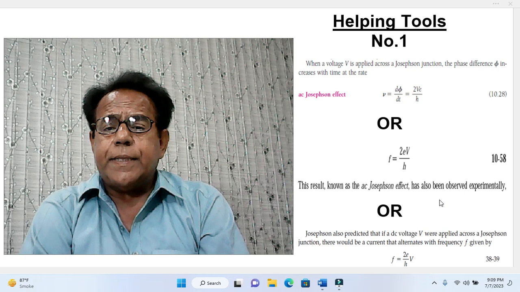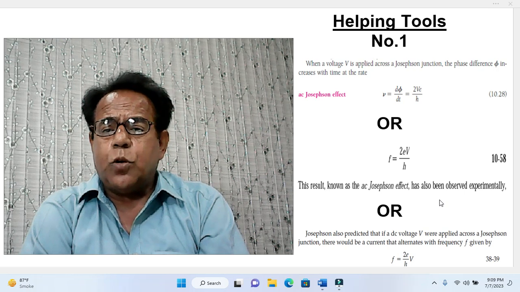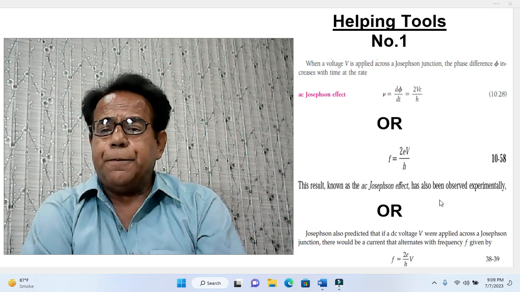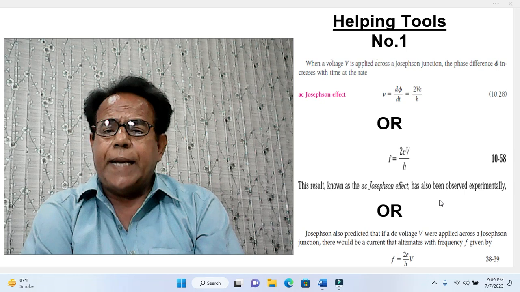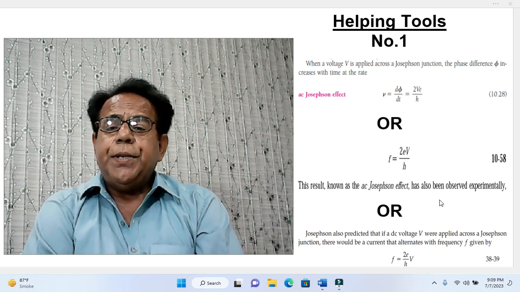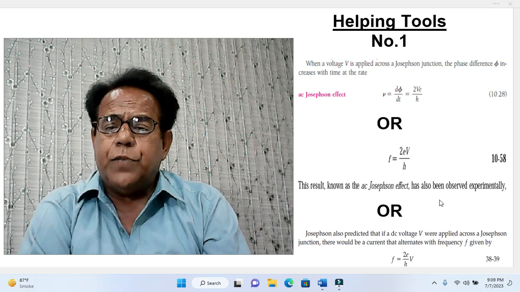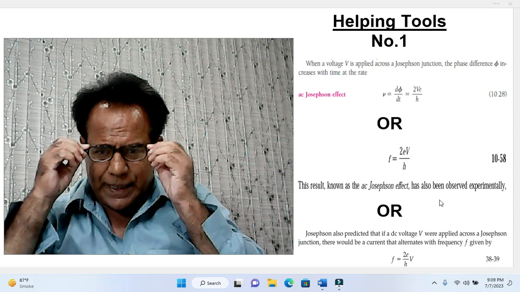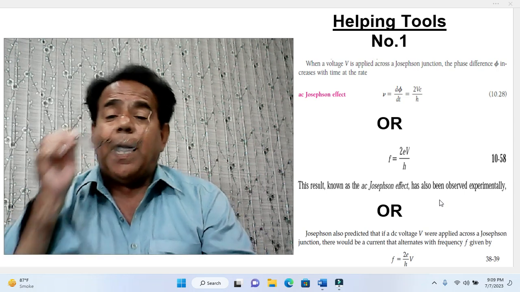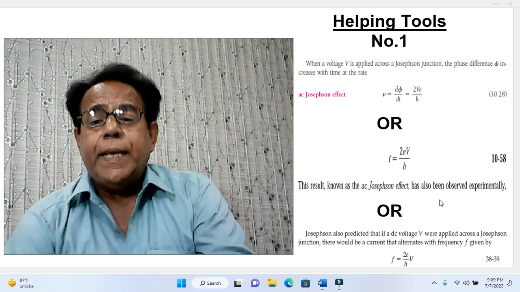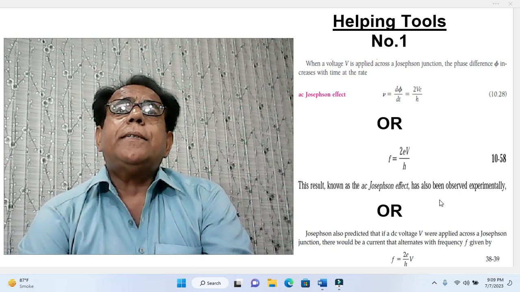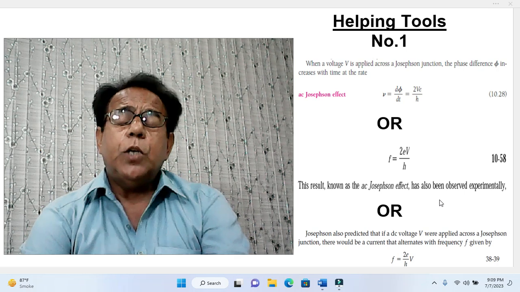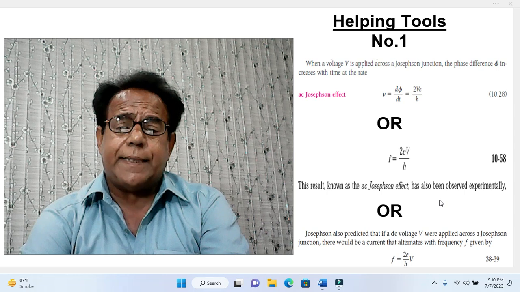AC Josephson effect. When a voltage capital V is applied across a Josephson junction, the phase difference phi increases with time at the rate nu equal to d phi over dt equal to 2Ve over h or h cut. Okay, Planck's constant h, not h cut. H cut is actually Planck's constant h divided by 2 pi. But here 2 pi is not involved. This is simply h, Planck's constant.